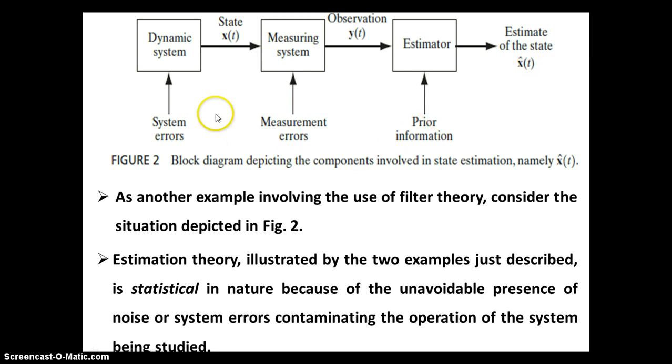Here this entire system we are assuming as an aircraft. The velocity, position and everything will be considered and come under state x of t, and measuring the different parameters by using a radar system comes under the measuring system. We'll make some observations, and finally we'll estimate the state, which will be denoted by x cap of t. This is the simple operation of this continuous time system.